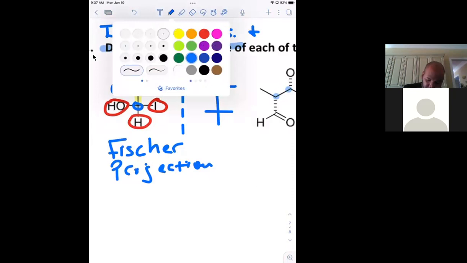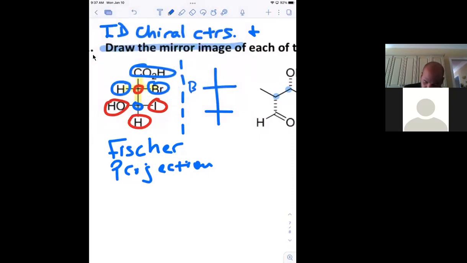Let me fix my raggedy handwriting. You never took my class before. My handwriting is horrible, but I admit it. So hey, it is what it is.